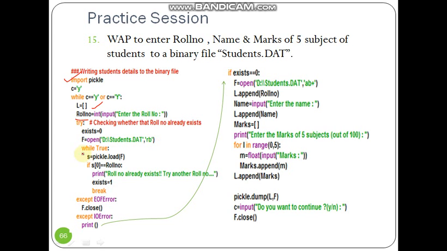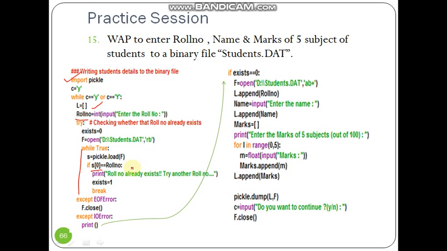And after opening, we are reading the content of that file using this while loop. S equals pickle.load will read each student's details, and the roll number is the first field. So we are taking S of 0, since the first index is 0. So S of 0 is checked against the entered roll number.